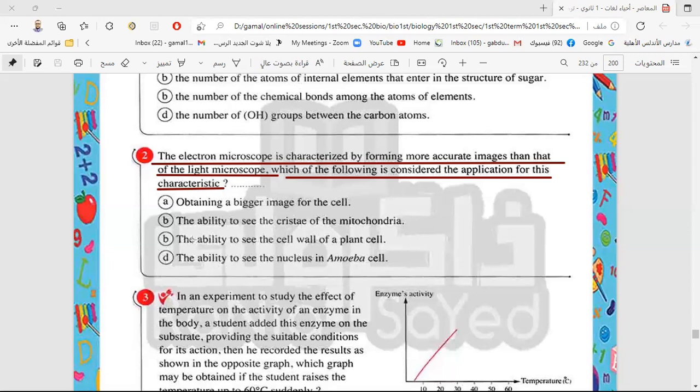B. Of course, cristae of mitochondria. The light microscope cannot see the cristae of mitochondria very well because they are very minute and tiny to be watched by the light microscope. But we can see the cell bigger by the light microscope. We can see the cell wall and we can see the amoeba nucleus. All of this can be seen clearly by the light microscope. Only the cristae inside the mitochondria are very, very tiny and cannot be seen clearly by the light microscope. Thank you, Omar.